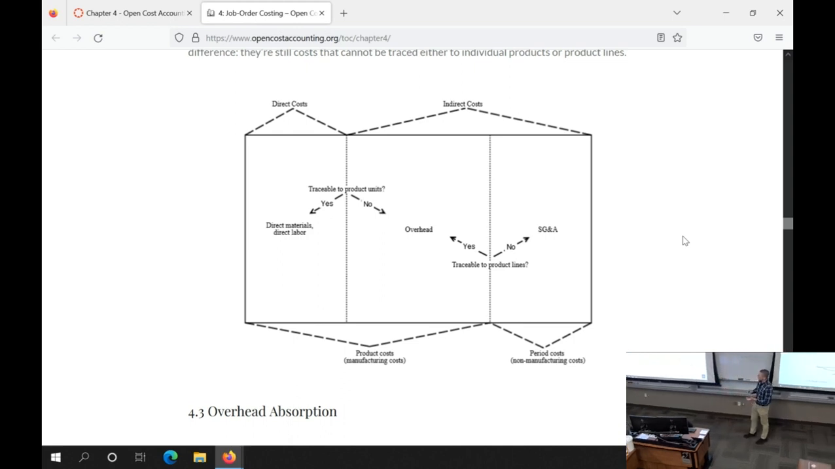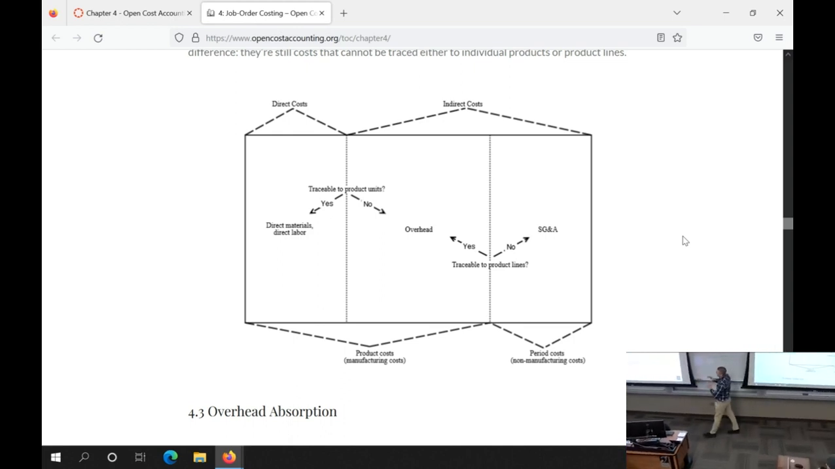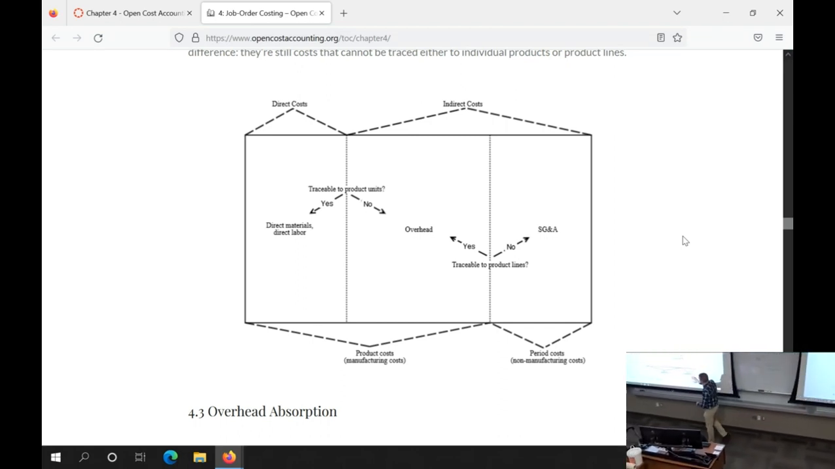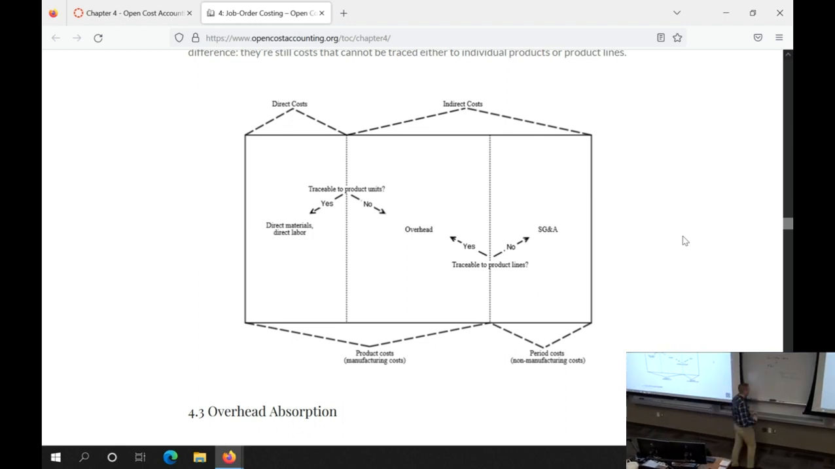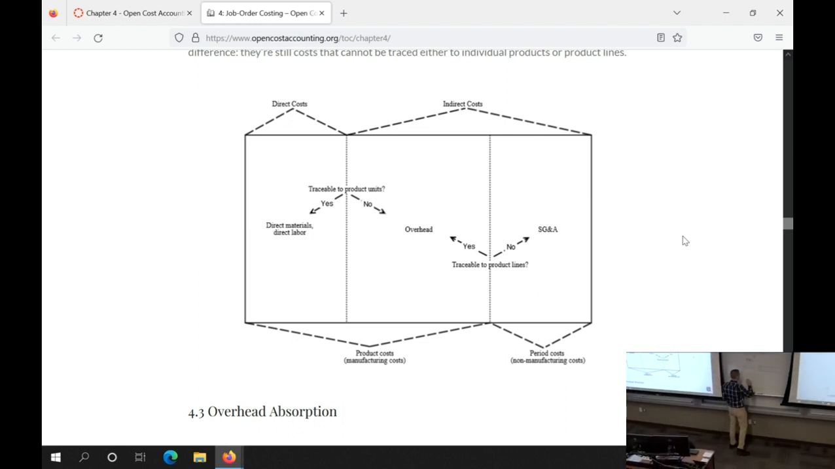And so what we can do is we're going to try and tie that supervisor salary as overhead. The point is we're going to tie all overhead, for example, to direct labor hours. We can trace direct labor hours to, I'm just going to put traceable. I don't know if it's worth writing on the board, but direct labor hours equals traceable.